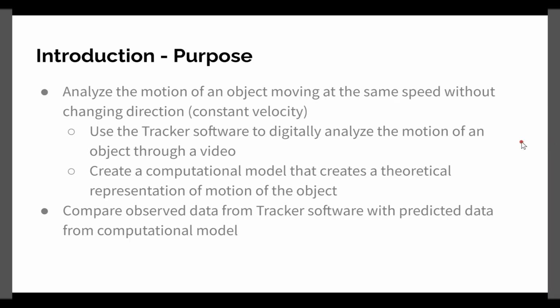So the purpose of this lab is to analyze the motion of an object that is moving at the same speed without changing direction. To do this, I used the Tracker software to digitally analyze the motion of an object through video, and I also created a computational model to theoretically represent the motion of the object. Then I compared my observed data from the Tracker software with my predicted data from my computational model.